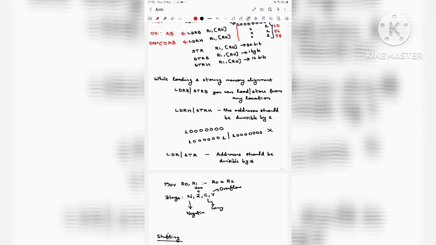I'll give a few examples in the next lecture, and we'll also see a simulator where you can simulate this and see the respective values that will be loaded from the memory and stored to the memory.